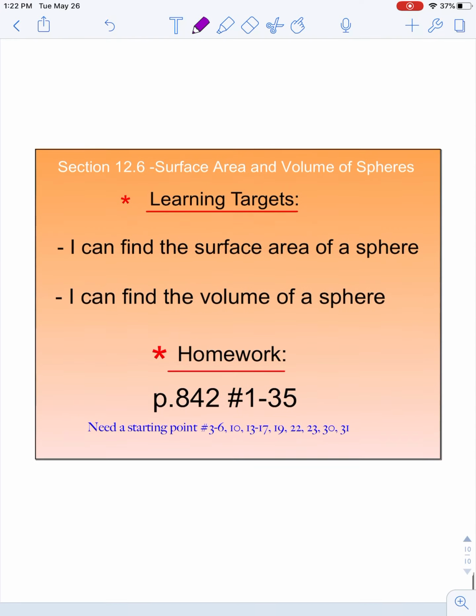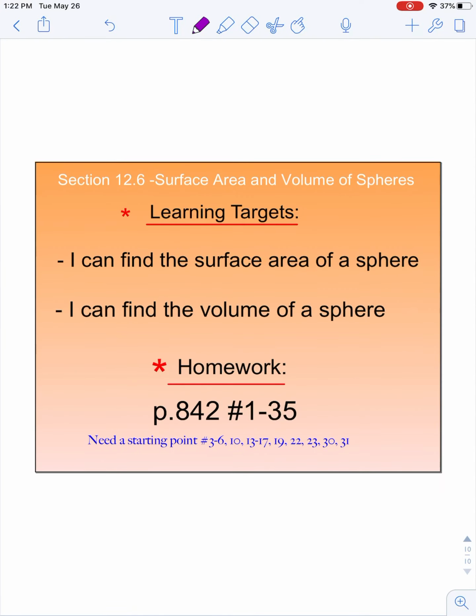All right, here are your learning targets and homework. You choose, but I have a starting point for you, but make sure you're practicing enough and you're checking your answers.